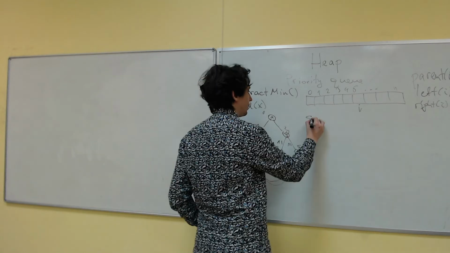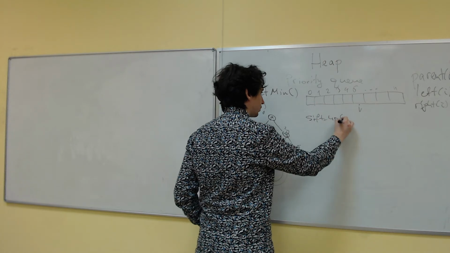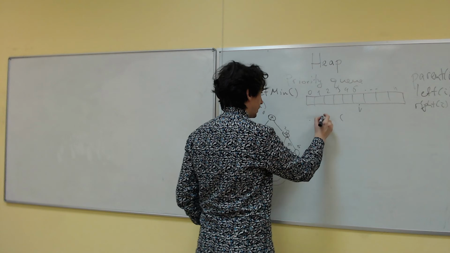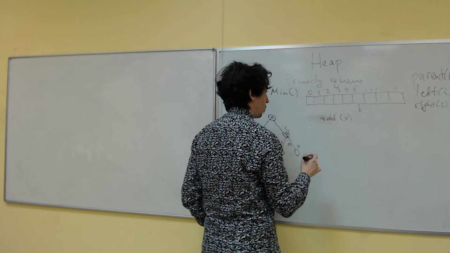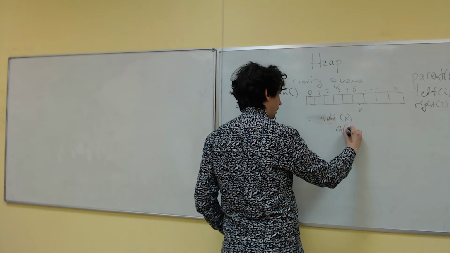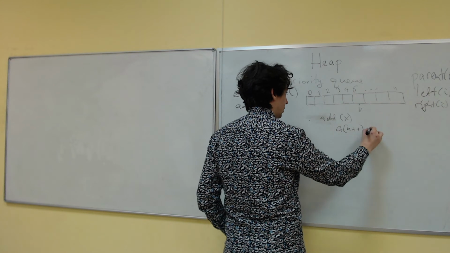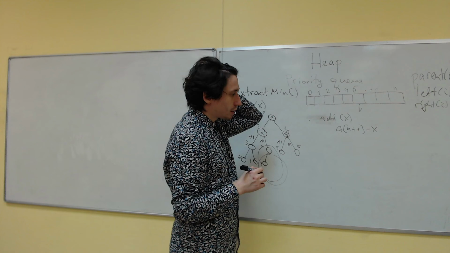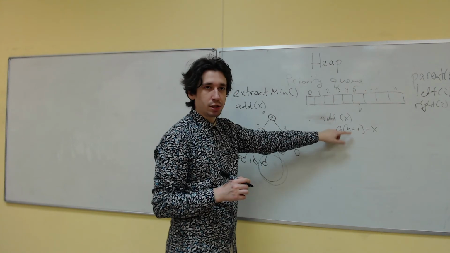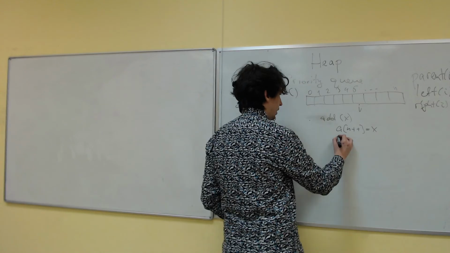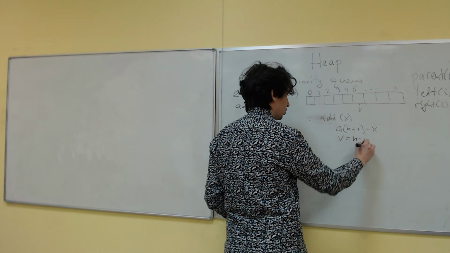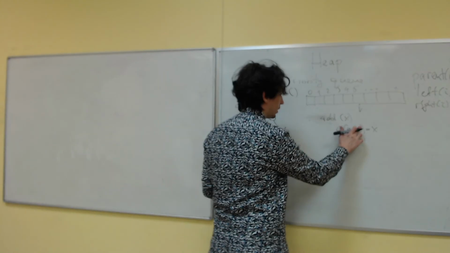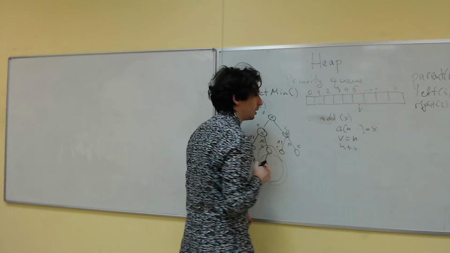So how to perform sift up? Let us add element x. Then what we do, we say a[n] equals x. So we put the element at the nth position and increment the size. Then we say that v is n minus 1, because we incremented n already. You could write it like that and then do n plus plus, nothing matters.